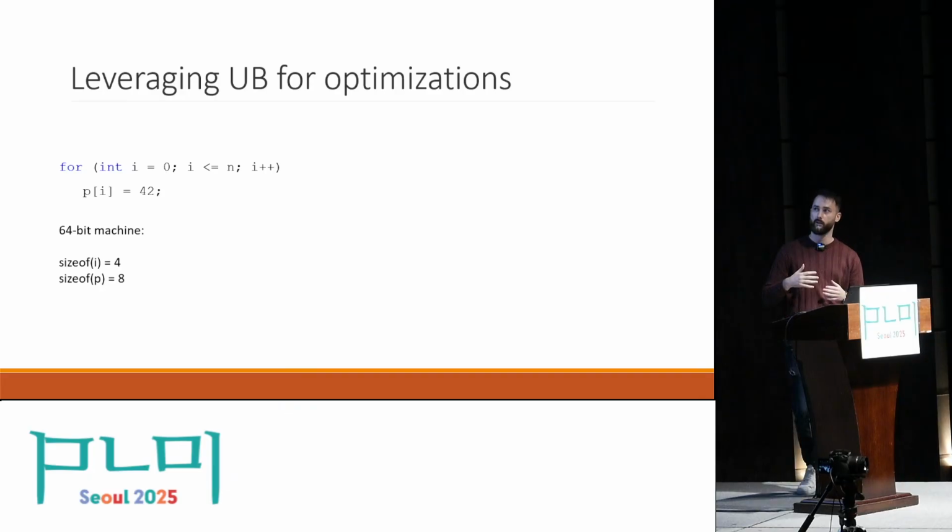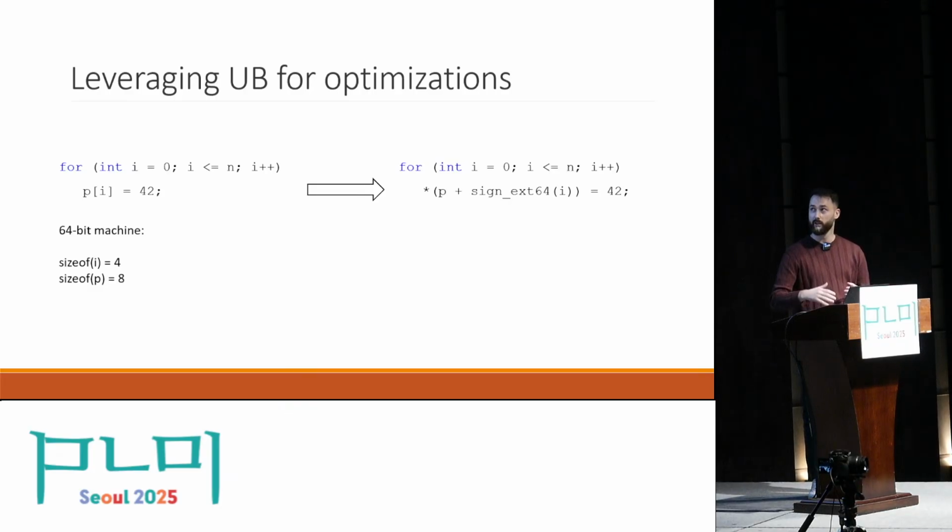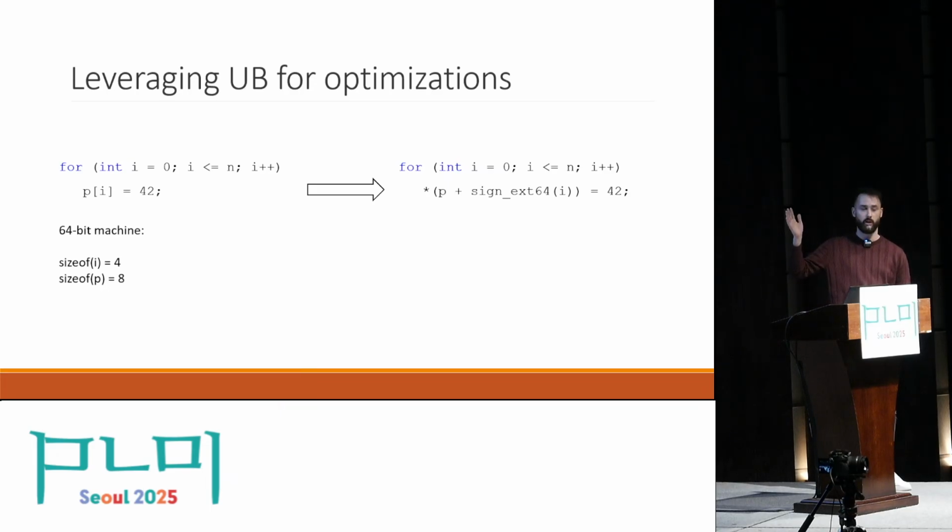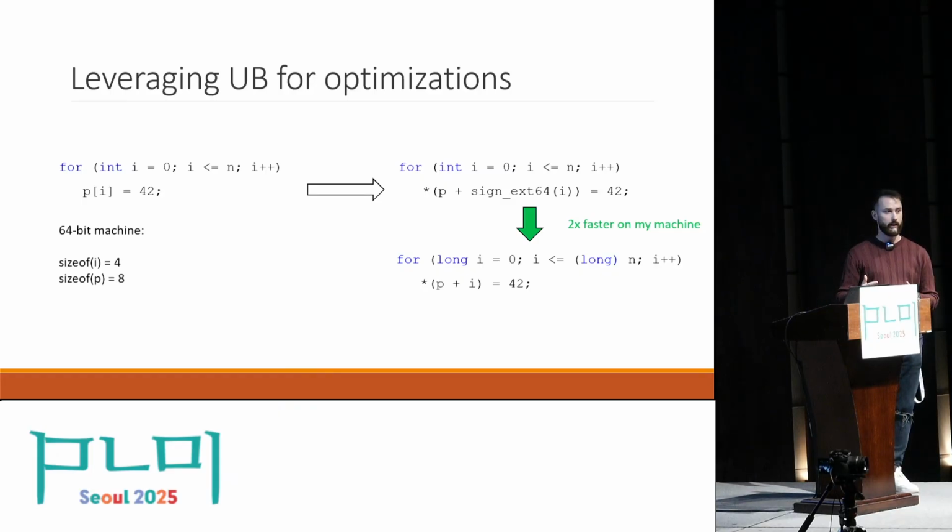And to see that in action, let us take a look at this loop. The key detail in this example is that we are running on a 64-bit machine where the size of i is 4 bytes and the size of p is 8 bytes. So at every step, we need to do a sign extension for i from 32 bits to 64. However, this, as you can imagine, is bad because it's slow and repetitive. We would like to be able to do the sign extension only once at the beginning of the loop, and that's it. Essentially turning i and n into longs instead of ints.